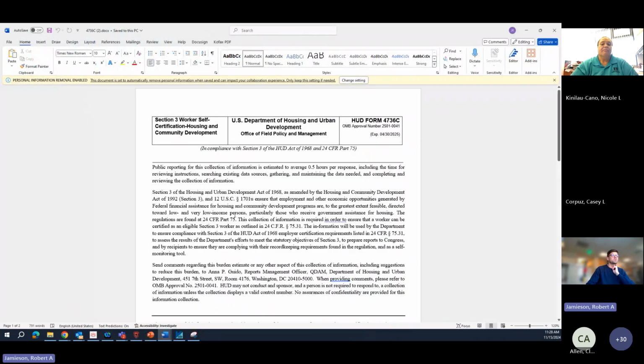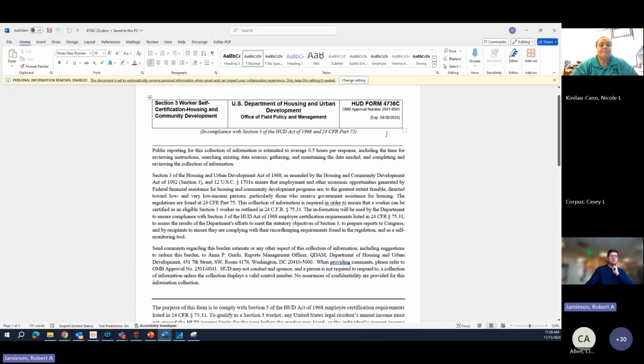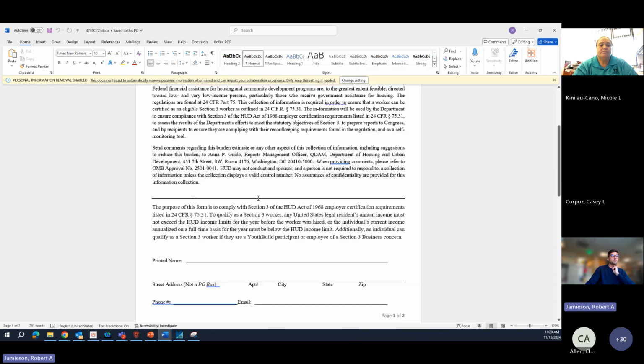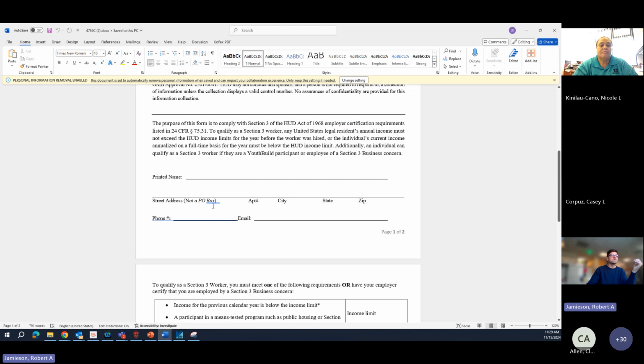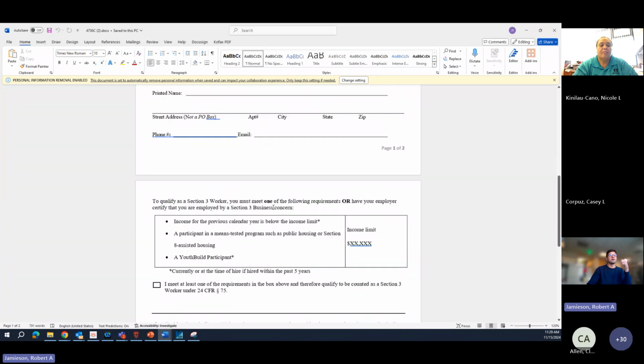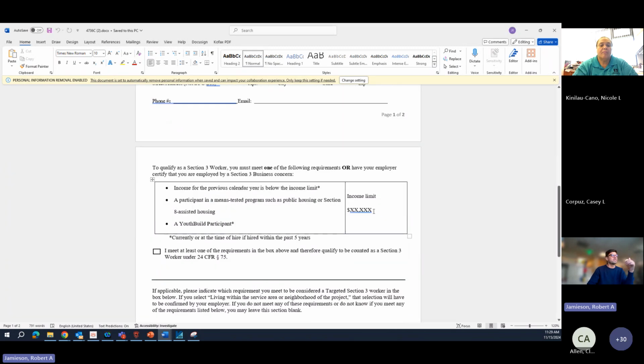And then here's the form. So pretty basic, it gives definitions of what Section 3 is and the purpose of it, and what the worker would do is simply print name, print address, which is going to be important for determining the service area to see if they are a targeted Section 3 worker.